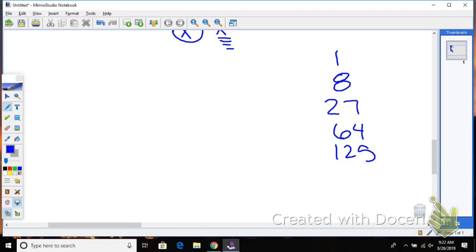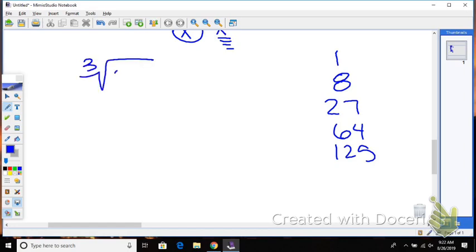This is what I was saying at the beginning. The cube roots are only difficult because our brain is trained for square roots. It's not trained for cube roots. So, let's start with an easy one.